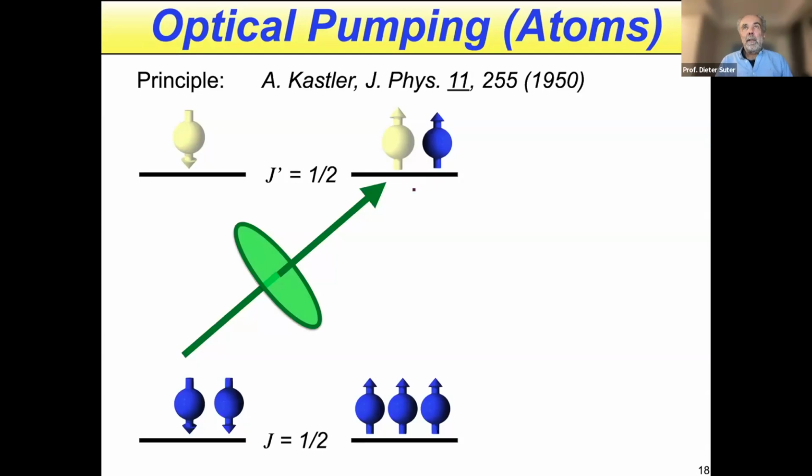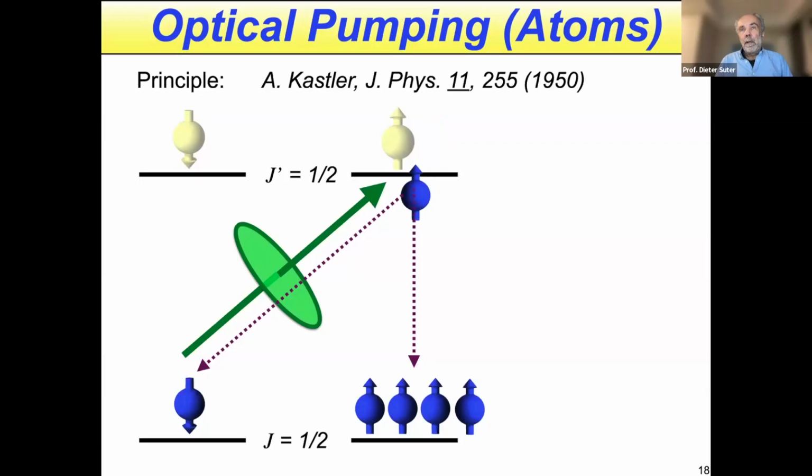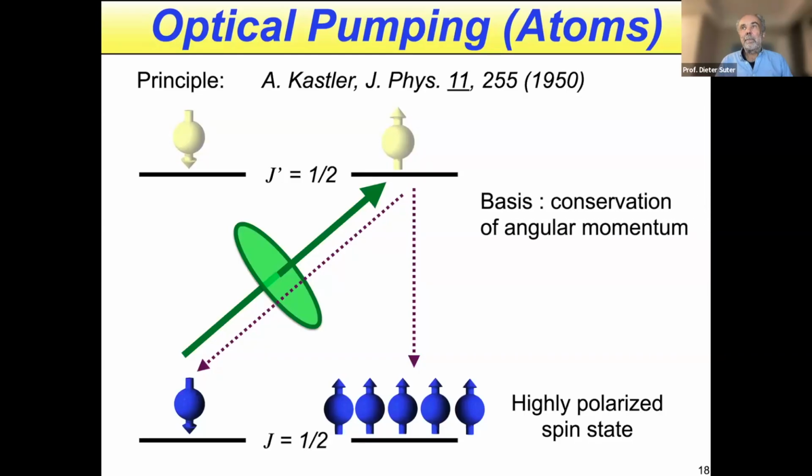For spontaneous emission, it can drop down to either of the two ground states. If it goes back to the original one, nothing has happened in total. But if it drops to the J equal plus 1/2 state, we have created an imbalance of the spin orientations. And you can repeat that. And if you do that often enough, you get a highly polarized spin state. That means you have increased the polarization, spin polarization of the atoms. Again, the basis for that is conservation of the total angular momentum, which works with free atoms because this is in an isotropic environment.